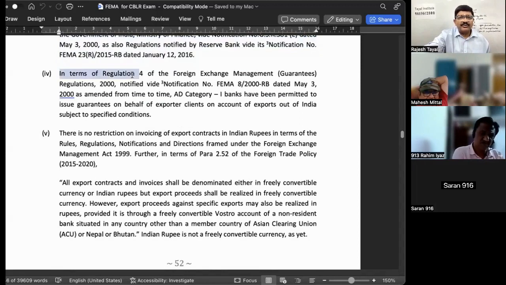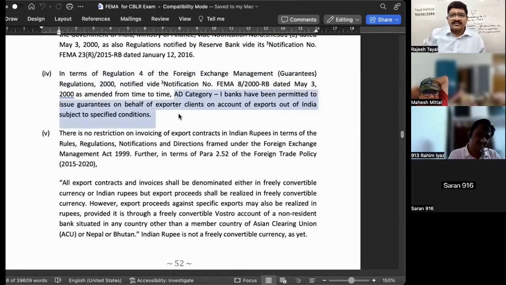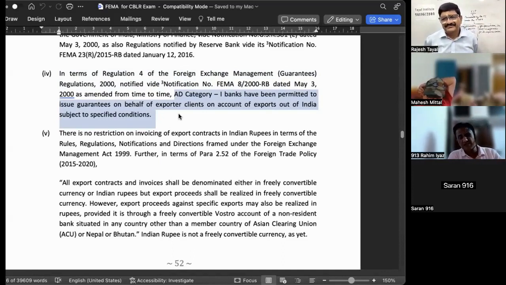In terms of regulation 4 of the Foreign Exchange Guarantees Regulation 2000, the notification number so and so, underline only this much. Authorized dealer category 1 banks have been permitted to issue guarantee on behalf of exporter client on account of exports out of India, subject to specified conditions. What kind of guarantee is this? Performance guarantee, right?